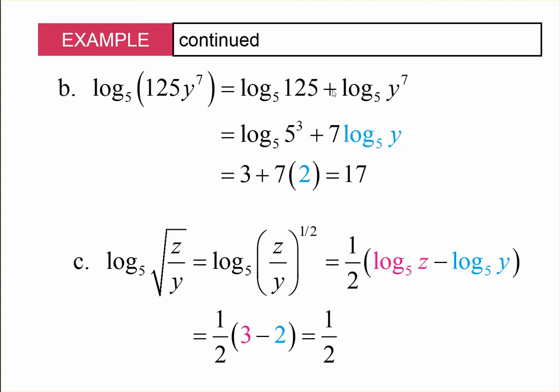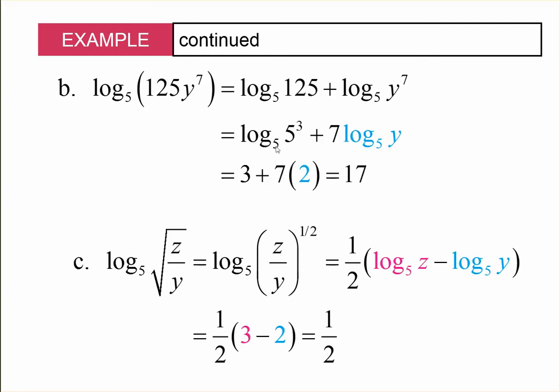I don't have a 5 yet, but I know that 125 is really 5 to the 3rd power. This little 7, that's the exponent, this actually can be brought in front. That's the little product rule that we just looked at, the power rule. Okay, and this one you should know from previous sections here.